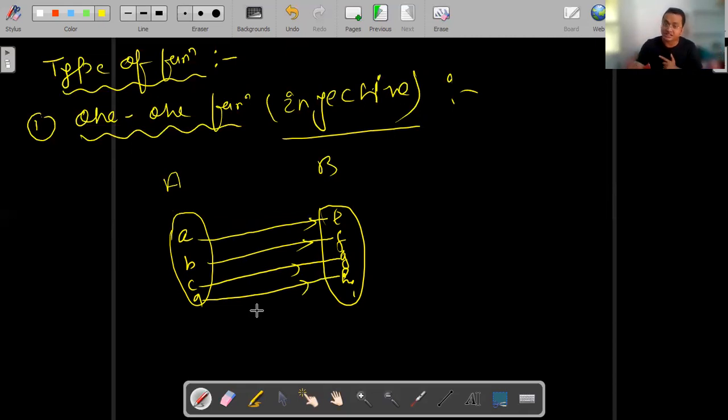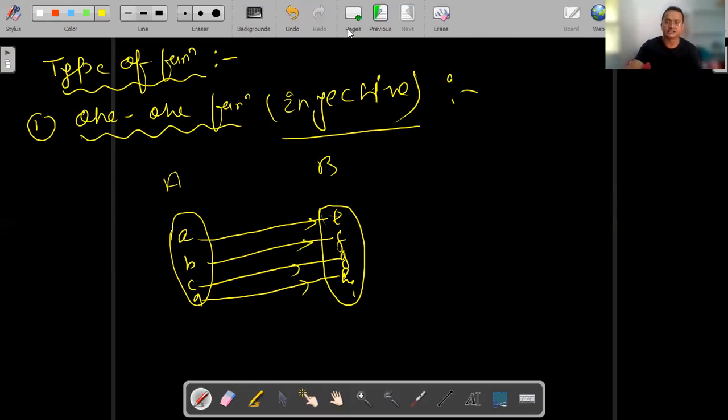Okay. And by mistake, if you are saying that B is also mapped with E, that will be wrong. Then that will be a function, but not one function. One function definition is one mapping: A mapped with E, B mapped with F, C mapped with G, and D mapped with H. That is one function.